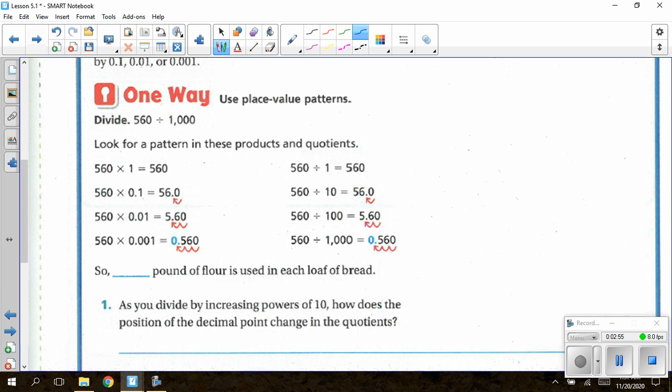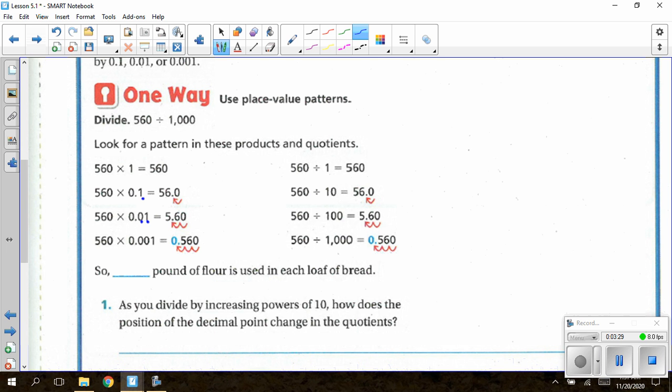So back in chapter 4, we did learn that anytime we were multiplying by 1/10, we were taking one swoop to the left because it's a decreasing problem. We need to make our number smaller. So showing the one swoop to the left, you see that it was 56.0. Multiplying the 560 by 1/100th, again, two decimal place values for 100th. So from the end of the number, swoop 2 to the left, which gave you 5 and 60/100ths.